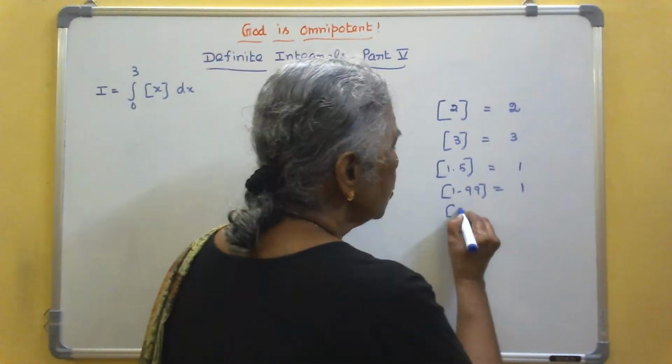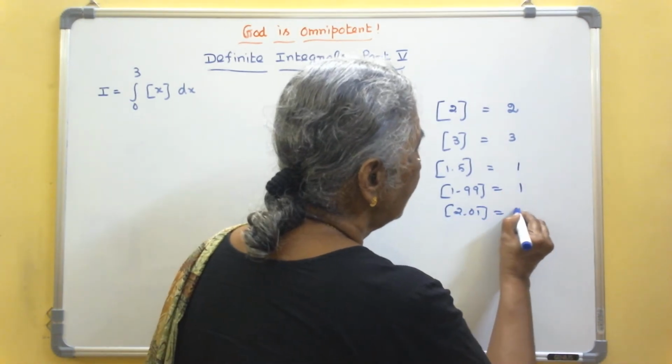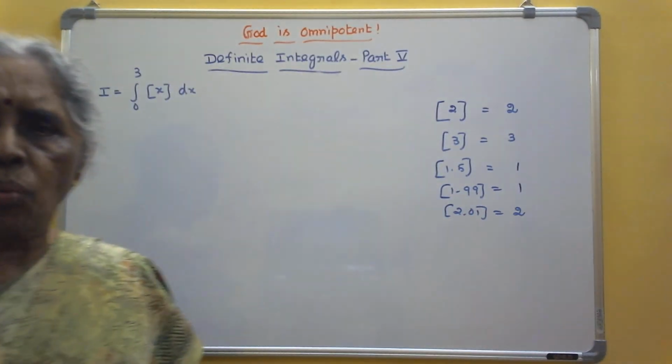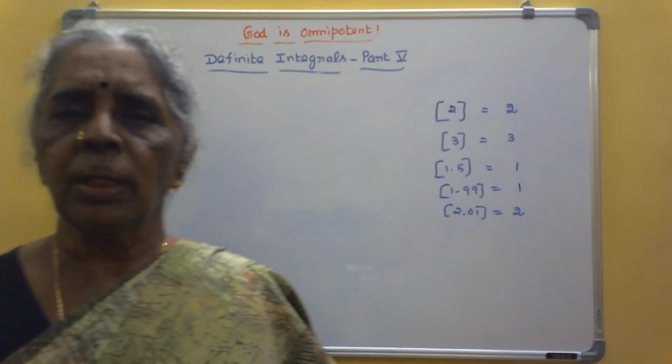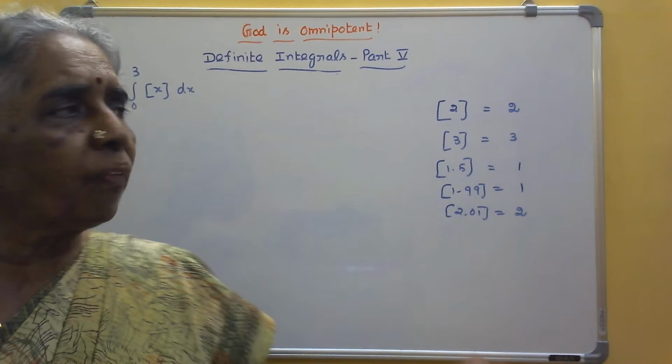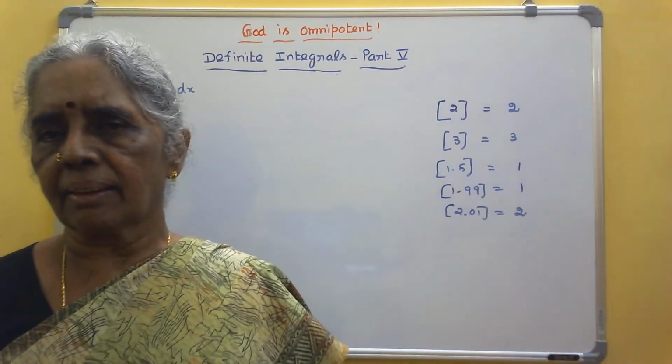If it is 2.01, that will become 2. So, in the greatest integer, if you have a positive number, it is very easy for you to find out the greatest integer.